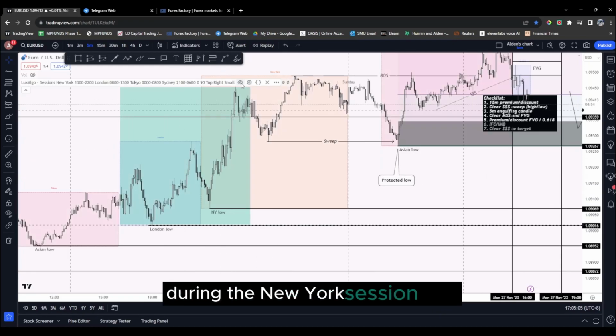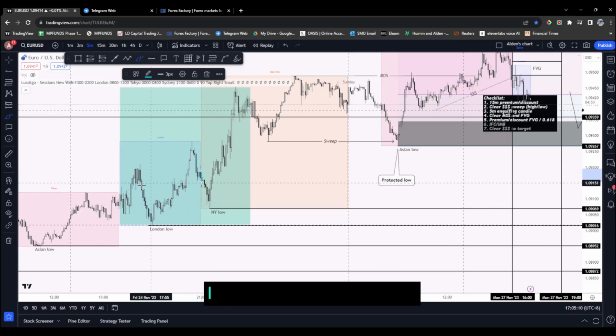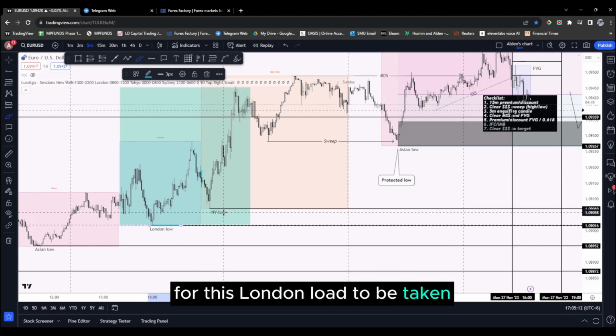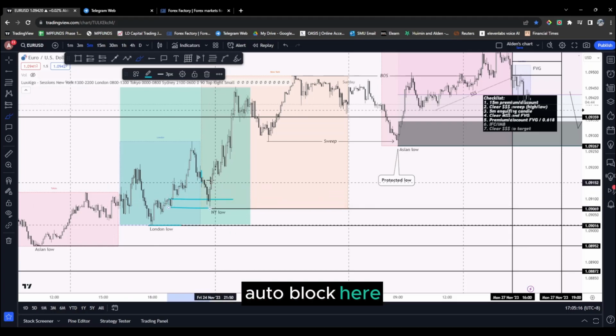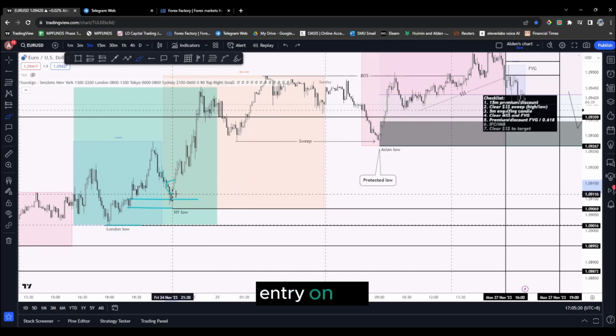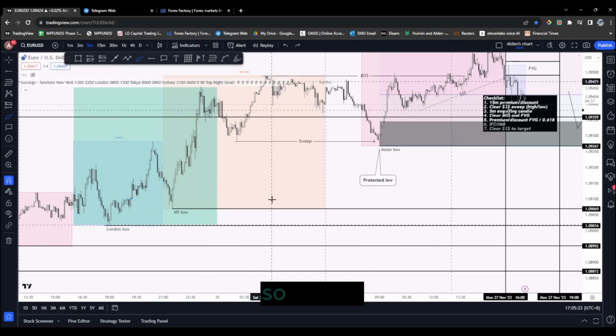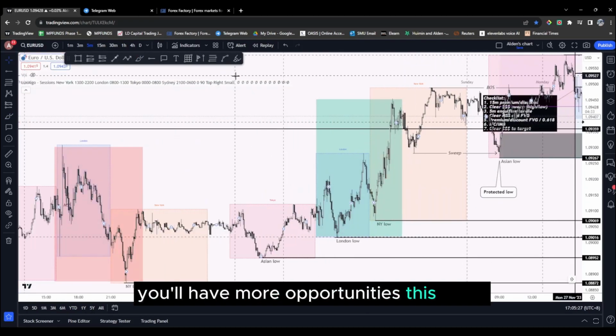During the New York session, New York started over here. I was waiting for this London low to be taken out as well, but price mitigated this 5-minute order block here and just reversed, right? And there wasn't really an entry on the 1-minute in this region either, so it's okay. We'll have more opportunities this week.